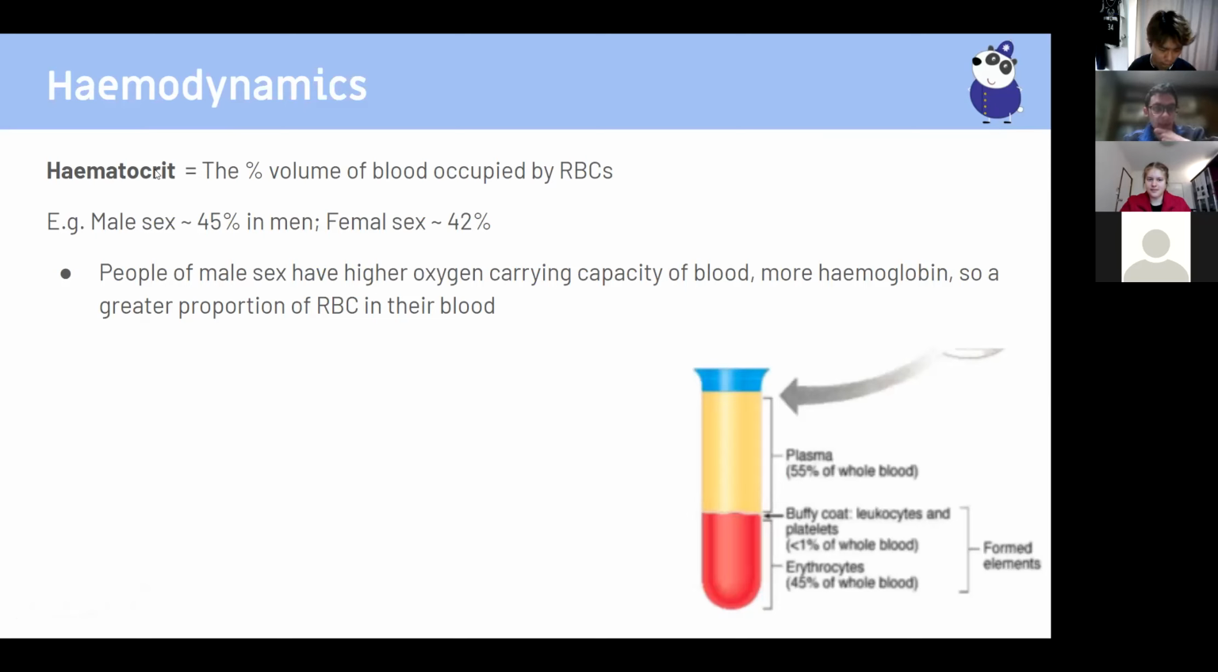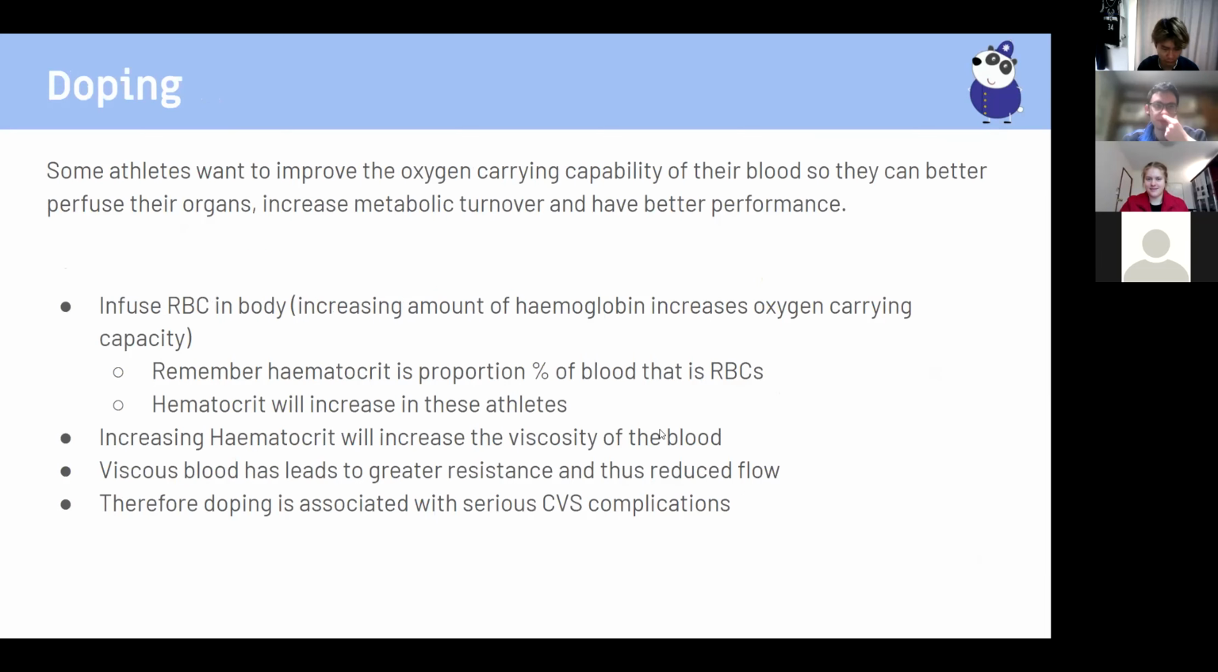This is hemodynamics. For some reason, everyone in our year level forgot what hematocrit is. So you'll be really good next year if you can remember this. Hematocrit is just the percentage of the volume of blood occupied by red blood cells. As you remember, blood has a lot of components. It has plasma, it has a buffy coat with white blood cells, and erythrocytes. Hematocrit is just the percentage of this that is erythrocytes, red blood cells. Male sex is about 45%, female sex about 42%. And that's because people of the male sex have higher oxygen carrying capacity, therefore they have more hemoglobin, so a greater proportion of their blood is red blood cells.